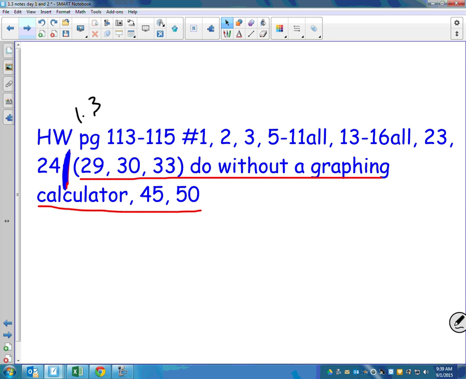33 is a step function, so we can talk about that one. Definitely, but think about plugging in numbers and when would it go up a step, or how long would the steps be? Kind of a tricky one. And then 45 and 50 are also graphs, piecewise functions. So that's 5 graphs. If you want some graph paper, I can give it to you. If you want to make your own graphs, I'm okay with that too.